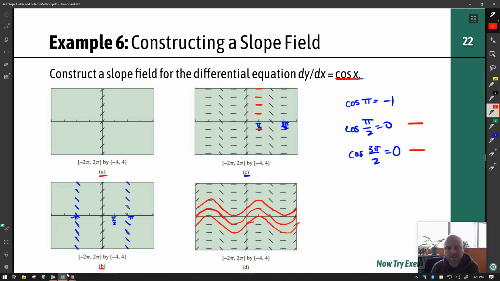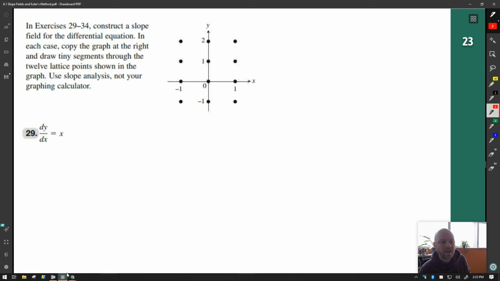Because sine curves are the solutions to that differential equation, cosine x. Let's move along. And here's one from our textbook for us to create ourselves. It's a pretty easy differential equation: dy/dx equals x. So all we need is the x value of every one of these points.